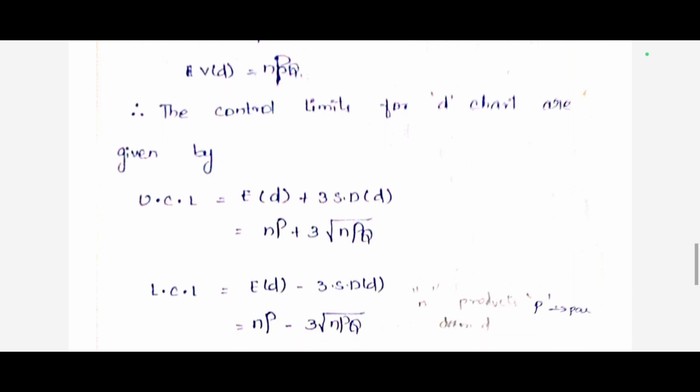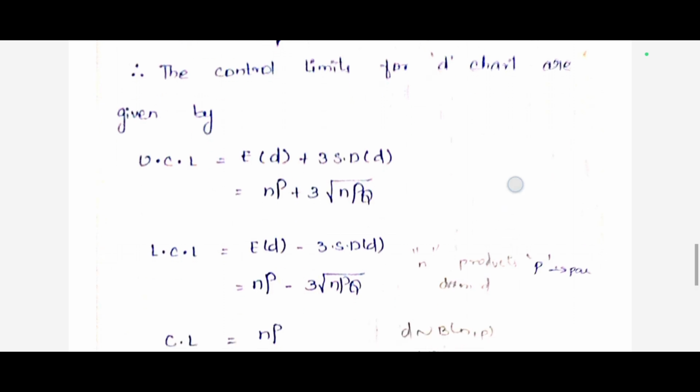In the control charts, we can directly consider the UCL and the LCL. By the 3 sigma limits, the control limits for d are given as follows: the UCL is equal to the expected value of d plus 3 times the standard deviation of d, that is np plus 3 times the square root of npq.